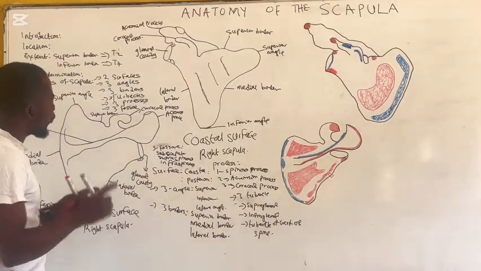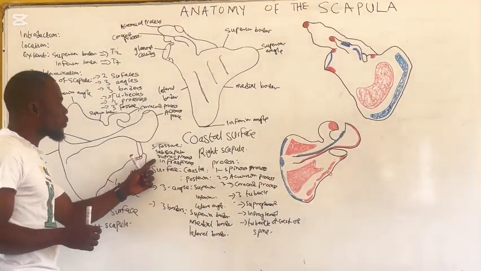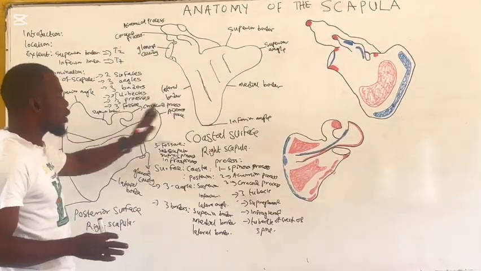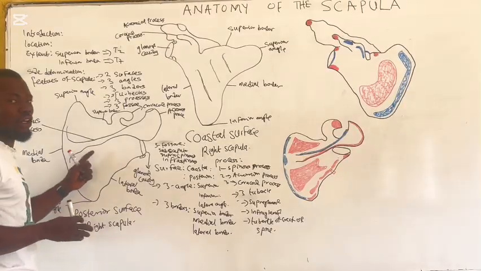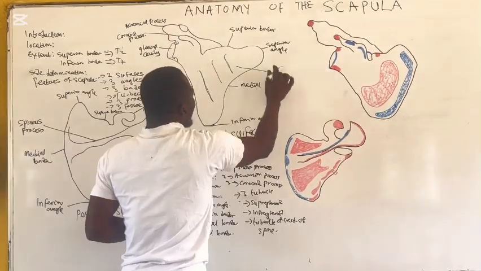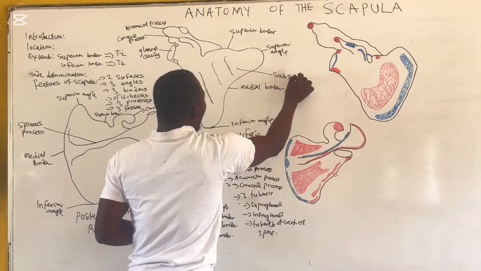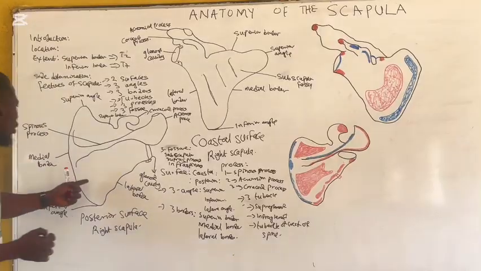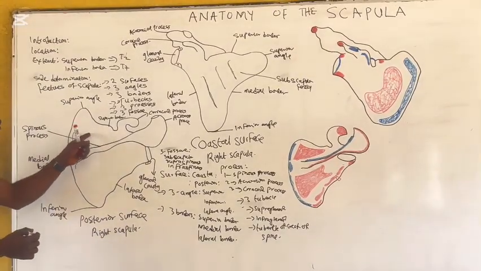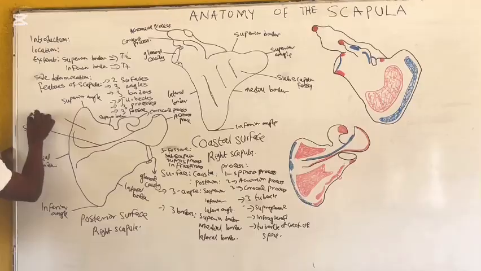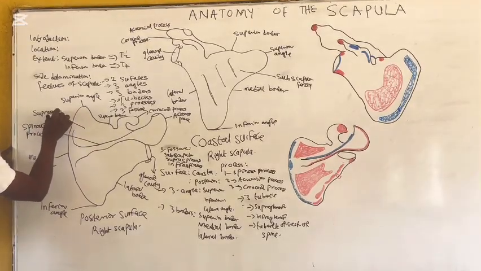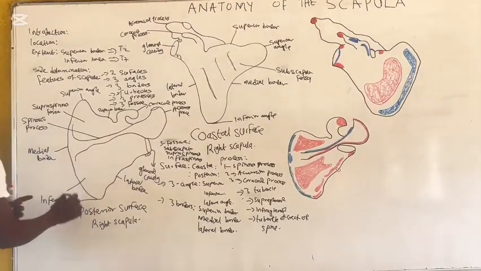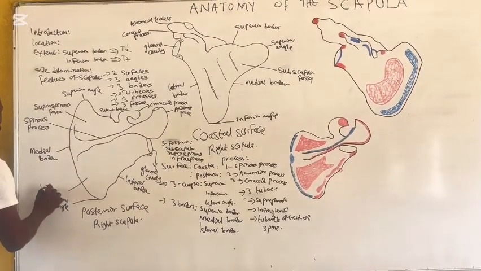Next is the fossa of the scapula. We say the scapula has three fossa: subscapular fossa, supraspinous fossa, and infraspinous fossa. One fossa is located at the costal surface, while two fossa are located on the posterior surface. So the costal surface is the one that has the subscapular fossa, whereby the posterior surface has two fossa. The upper small fossa is called the supraspinous fossa, and the lower large fossa is called the infraspinous fossa.